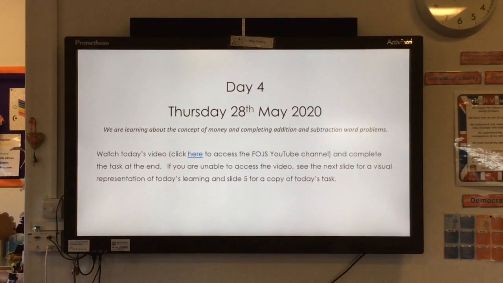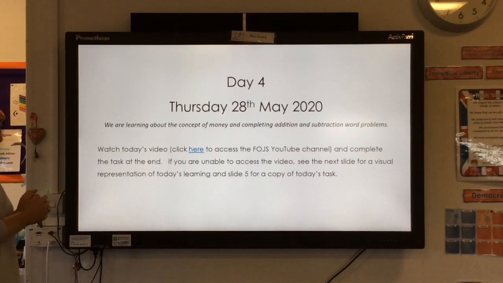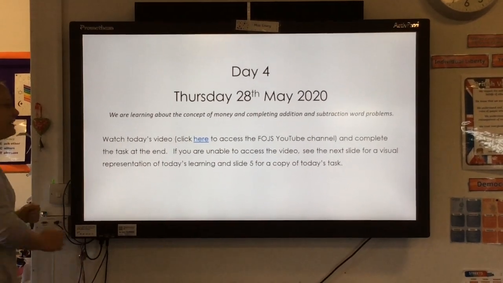We're going to continue learning about money, but today we're going to look at addition and subtraction word problems with money. So let's have a go.